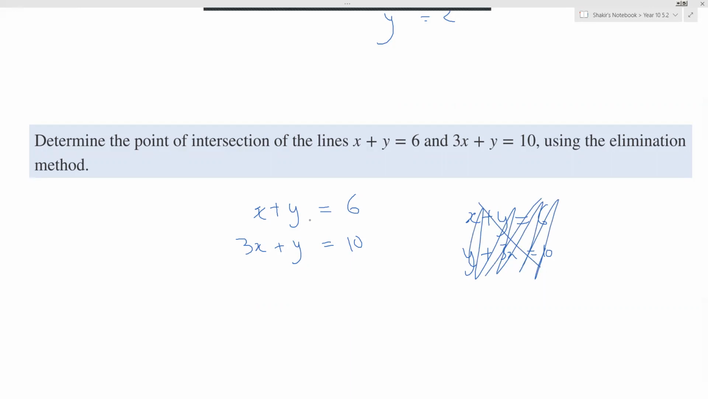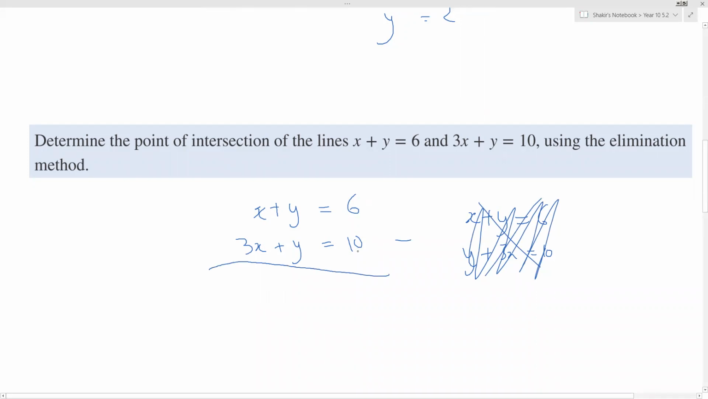Now over here, we can use addition, or actually we're going to have to use subtraction here. So let's subtract the top equation and the bottom equation. Top minus the bottom. 6 minus 10 gives you minus 4. The equal sign comes down. y minus y gives me 0. That's why I'm subtracting them, because I wanted to get rid of the y.